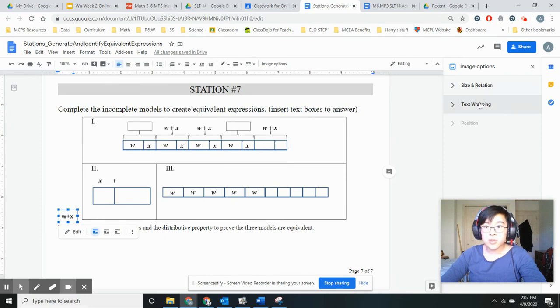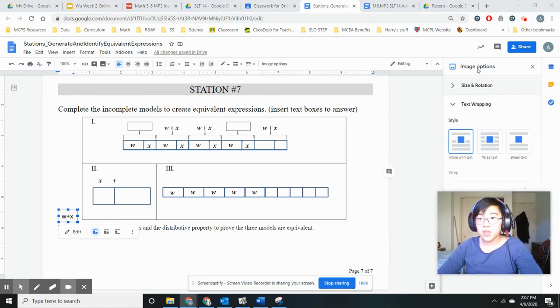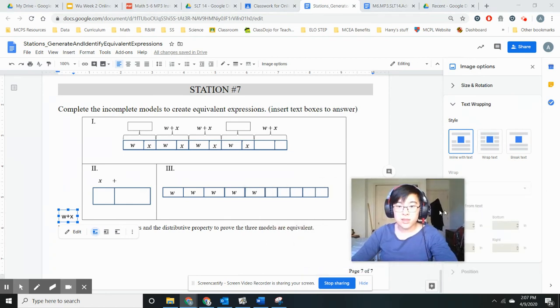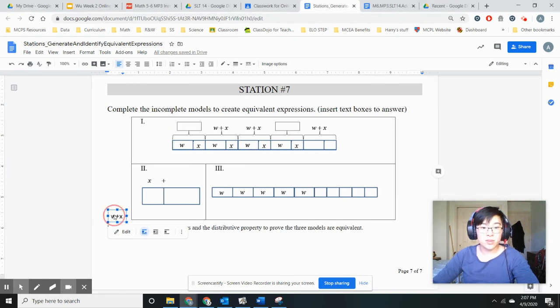All image options, size and rotation, text wrapping. Wrap the text, break the text. My face is in the way. Image options? Huh. Or maybe you guys can just skip this question. Just think about it. This one's a little tricky. All right, just skip number 7 on this one.